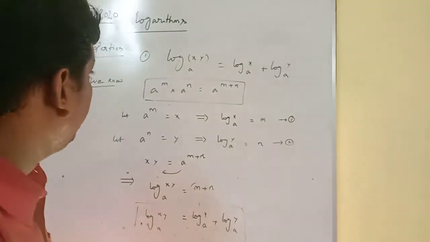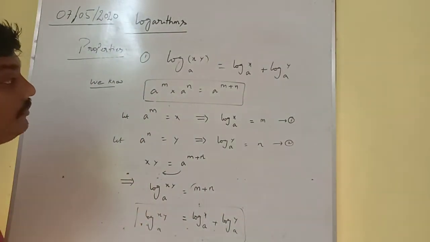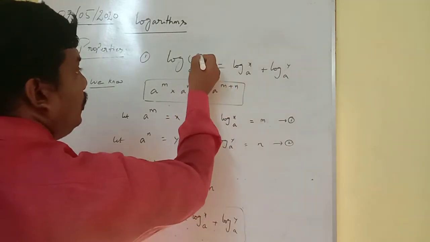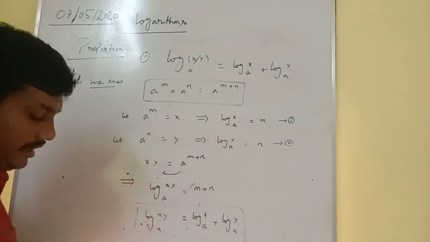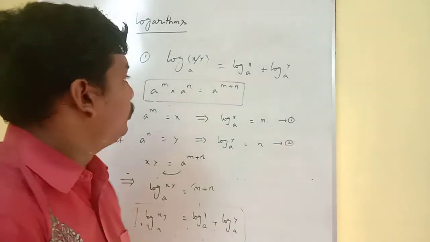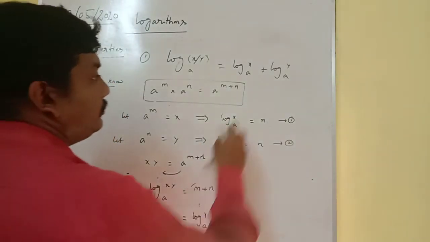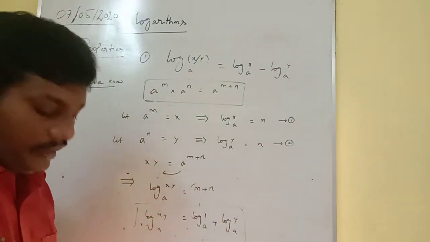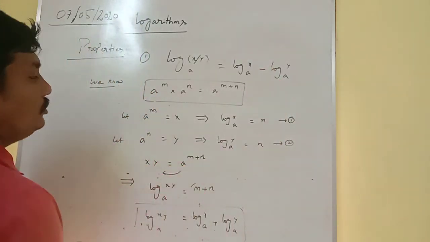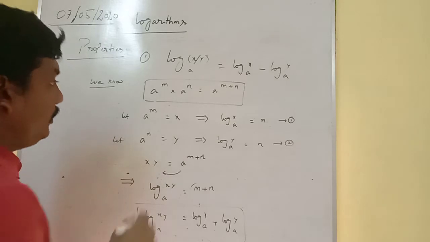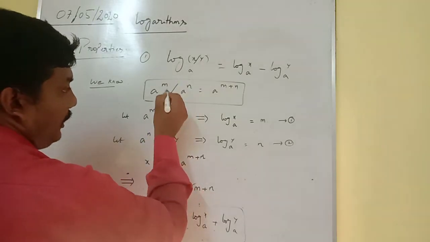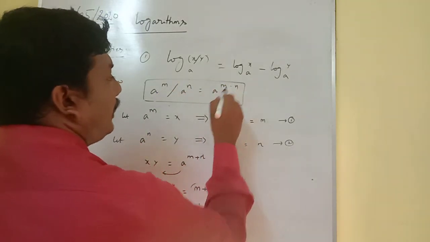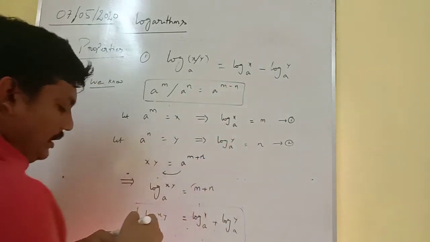So another property is the division property. If you take x divided by y to the base a, it becomes a subtraction: log x base a minus log y base a. So we have to use this formula now here. A power m by a power n is equal to a power m minus n.